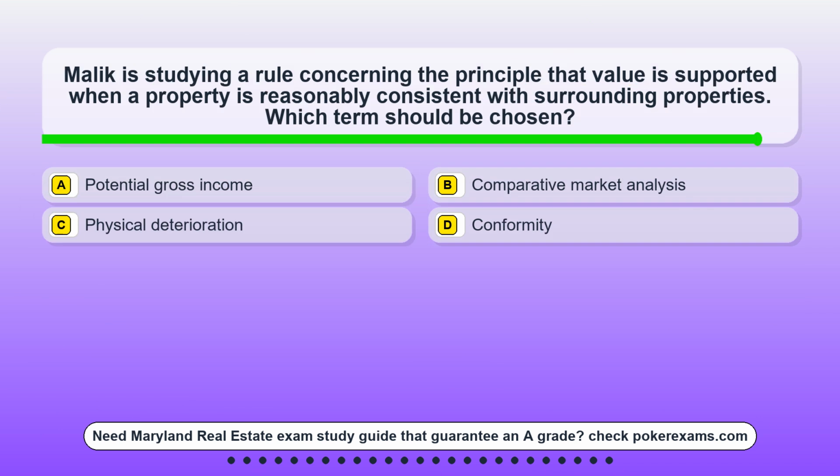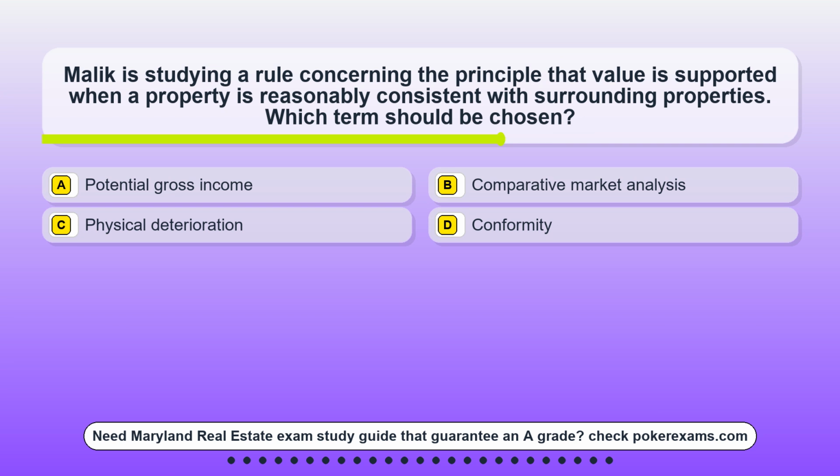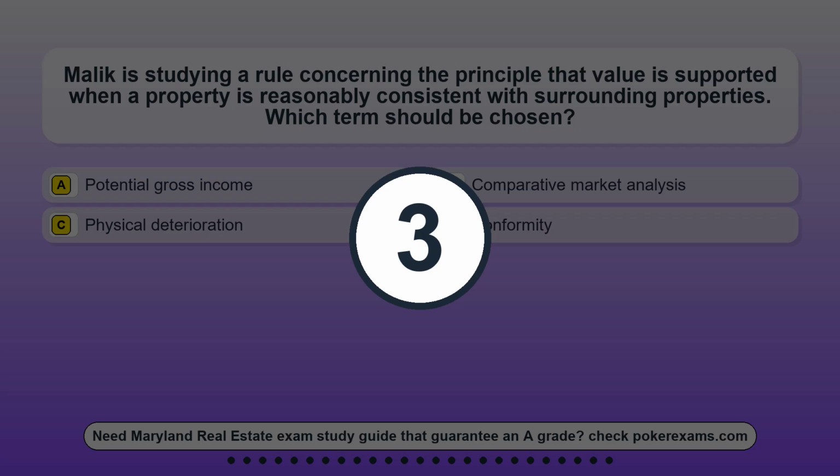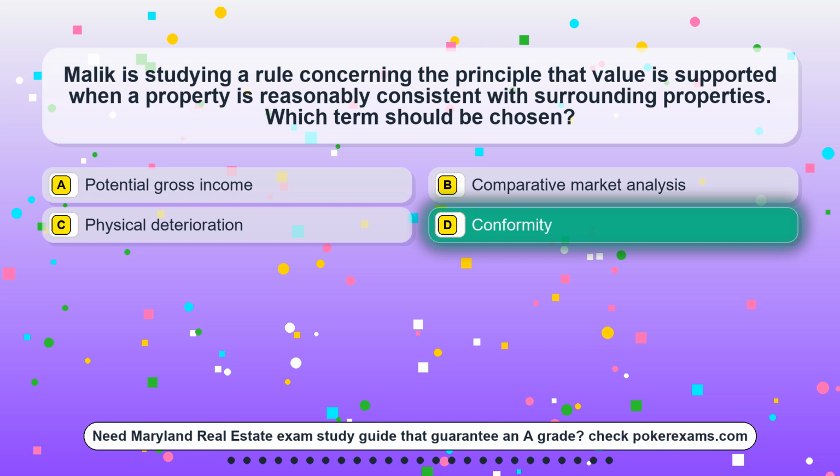Question 22. Malik is studying a rule concerning the principle that value is supported when a property is reasonably consistent with surrounding properties. Which term should be chosen? Option A, potential gross income. Option B, comparative market analysis. Option C, physical deterioration. Option D, conformity. The correct answer is option D, conformity.